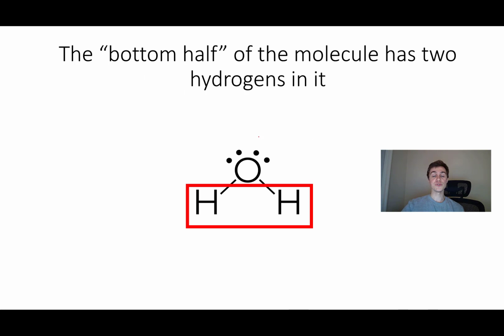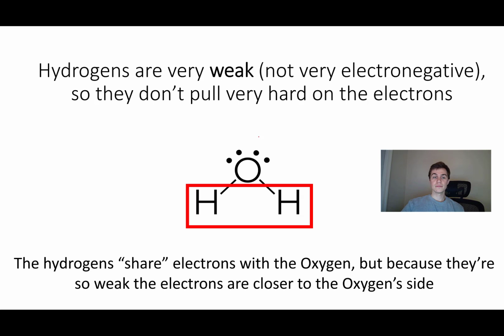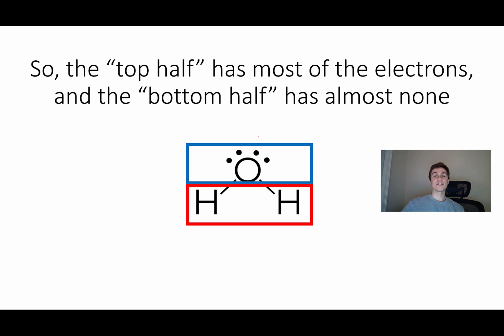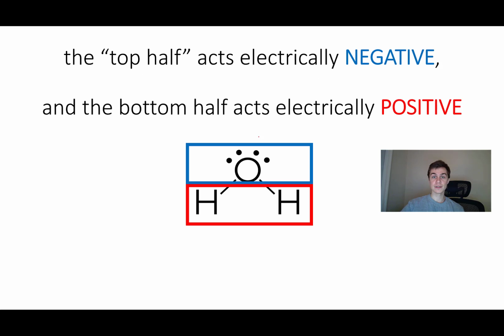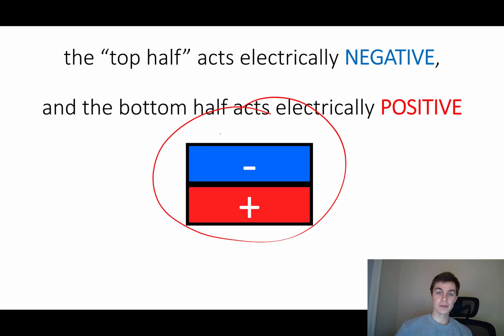The bottom half has 2 hydrogens, and these are really weak. They don't pull electrons hardly at all. So these hydrogens are sharing electrons with the oxygen, sort of like the way that you shared your Game Boy with your big brother. They had it most of the time. So the top half is going to have most of the electrons, and the bottom half has almost none. It has only the nuclei of these hydrogens, which are positive, full of protons. So the top half is going to act electrically negative, and the bottom half is going to act electrically positive, even if overall this whole thing is neutral, because the negatives are on the top and the positives are on the bottom.